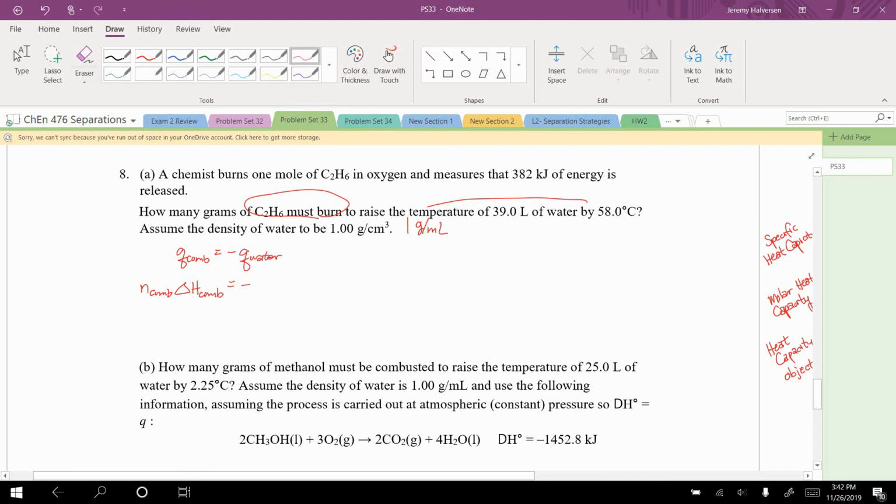Negative. What's happening to my water? It's just raising the temperature. It's not boiling. It's not reacting. It's just changing the temperature. I'm using M water, C water, delta T water.